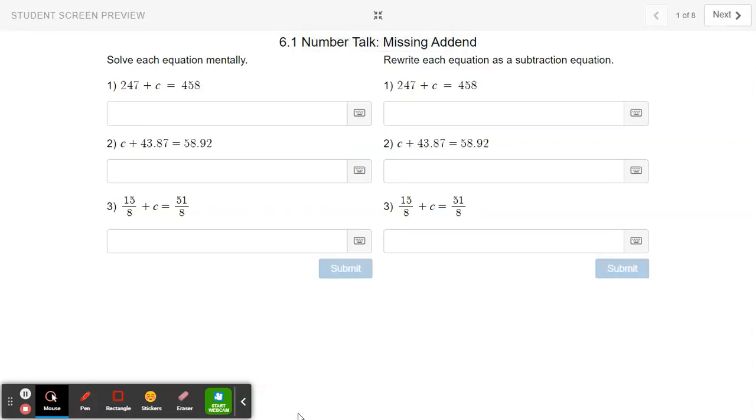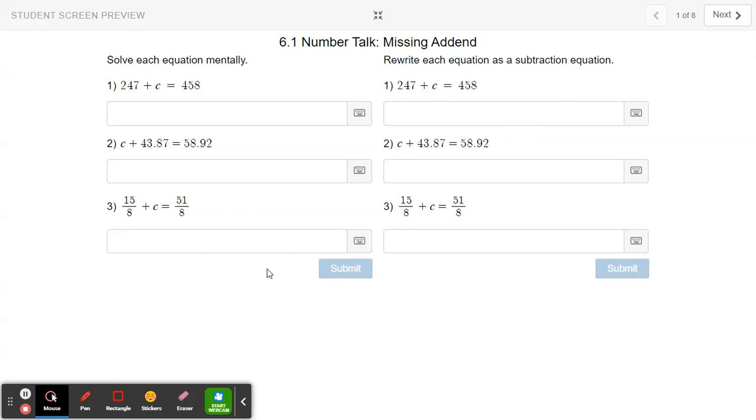Hi there. Today we're going to be looking at lesson 756, and this has to do with subtracting with elevation problems. So remember, elevation has to do with how high up something is or how far down it is. The very first slide is to try to get us thinking here. They're asking us to solve the equations mentally first, and also to rewrite each equation as a subtraction equation.